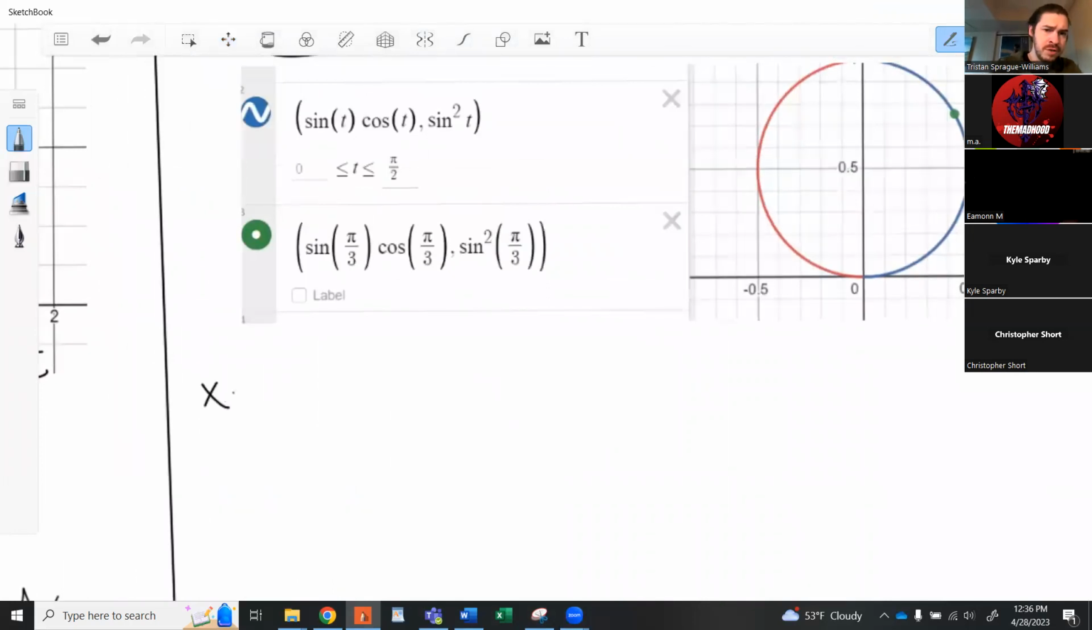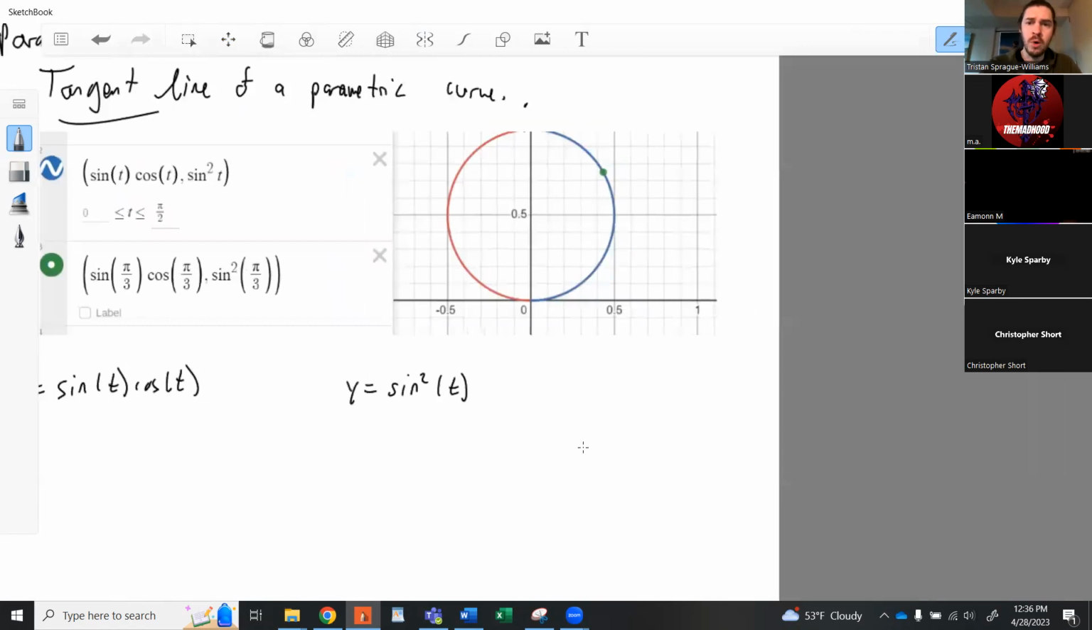Okay, so we have our two functions, x equals sine of t cosine of t, and y equals sine squared t. So what we learned before is that the slope of a tangent line is going to be y prime of t divided by x prime of t, right? It's the derivative of y with respect to t divided by the derivative of x with respect to t. This gives us dy over dx. Okay.